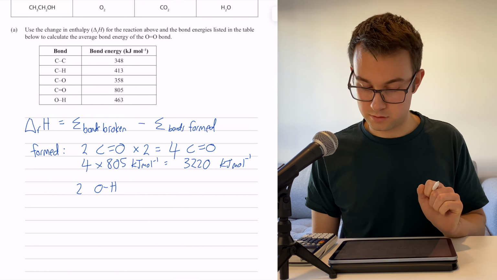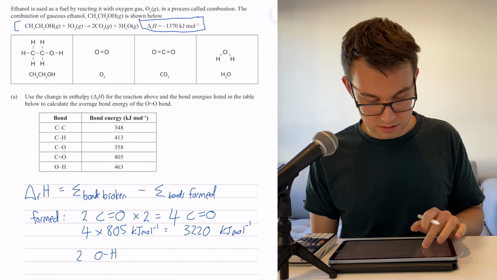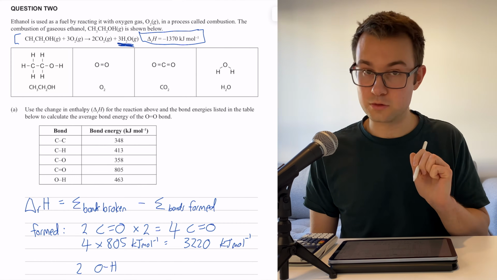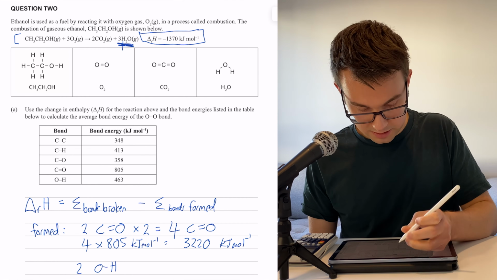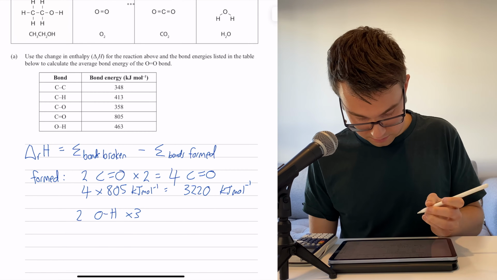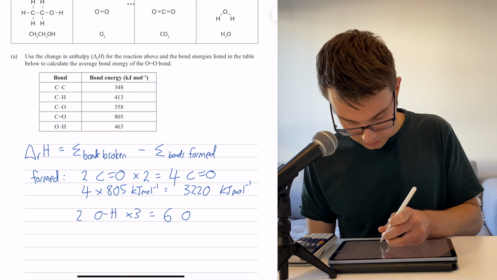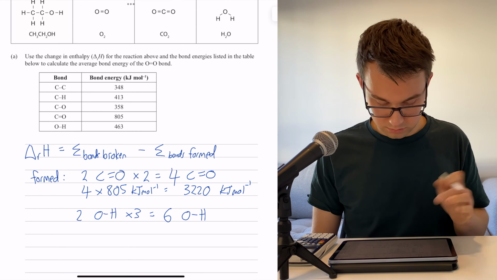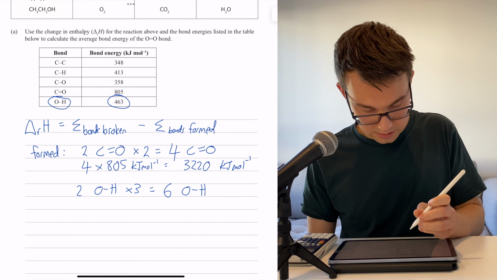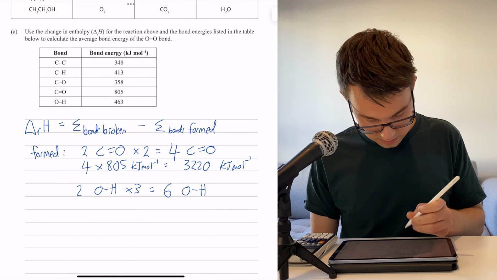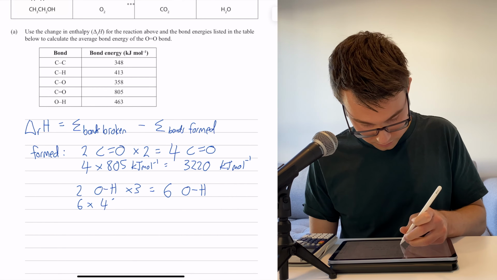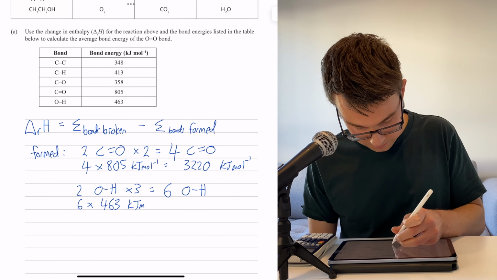Now, what do we do? Don't forget, look at the mole ratios. Look back at the equation. What do we have for H2O? Oh, we got 3 this time. Okay, so we need to times this by 3. That equals a total of 6 OH bonds we need to account for. Cool. Now we go back to the table. OH is 463. And let's just do that. So 6 OH bonds times 463 kilojoules per mole.